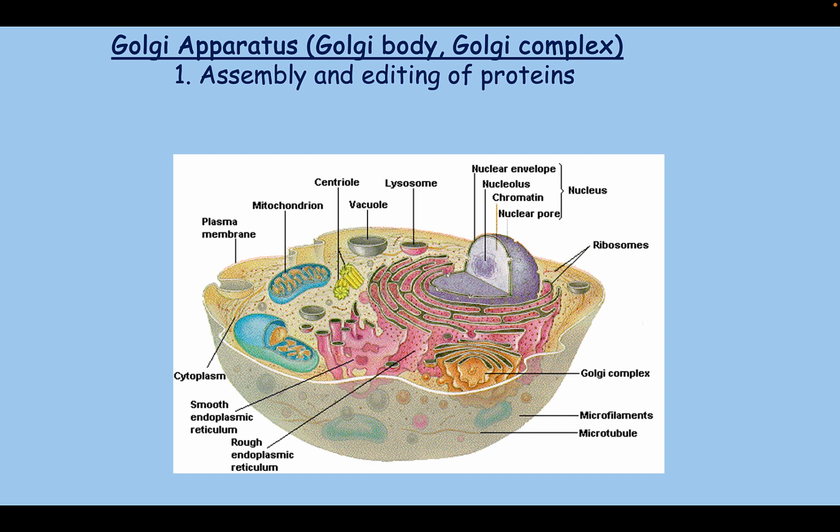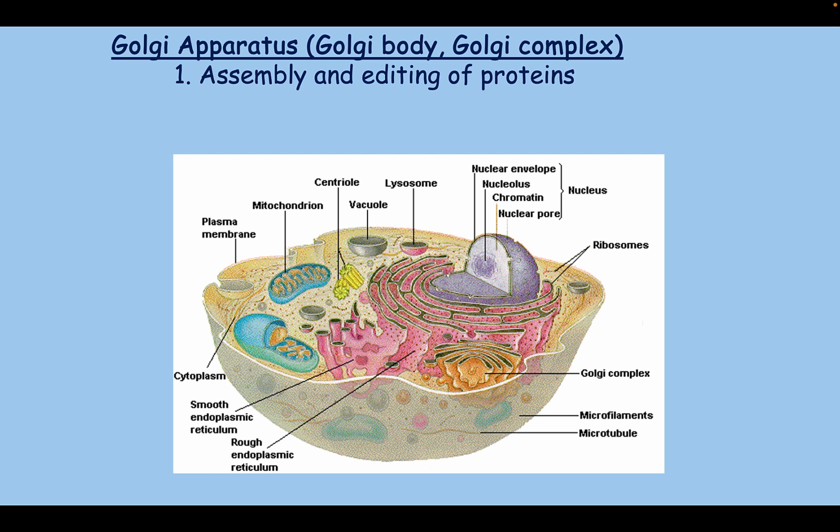So after the protein's been altered and fixed and assembled and ready to go, there will be a vesicle that goes from the trans face of the Golgi apparatus to the plasma membrane. If the protein is going to be released, it's going to be pushed outside of the cell. If it's going to be included in the membrane, that new membrane will become part of the plasma membrane.